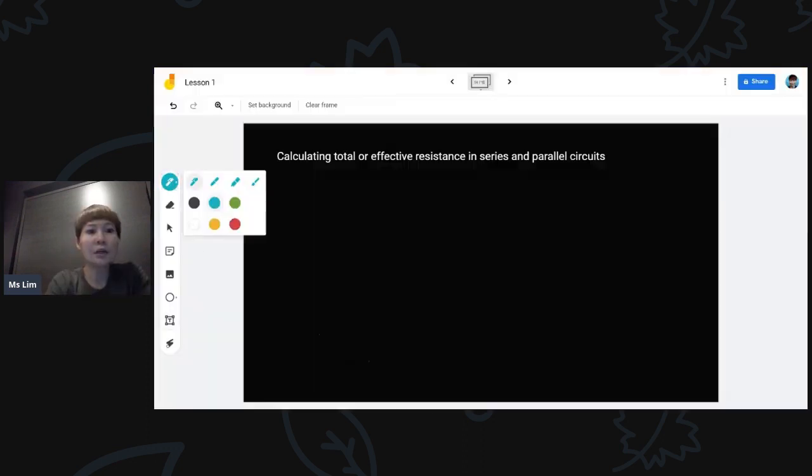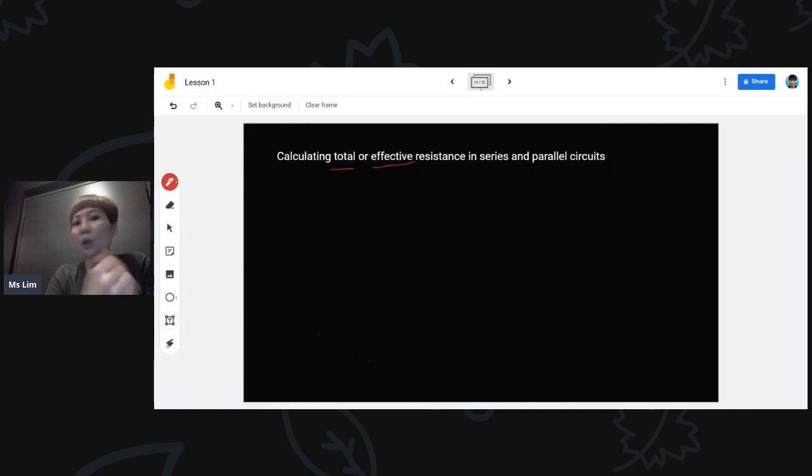Okay, now let's take a look at how to calculate resistance in a series and parallel circuit. Now, the word total means that you consider one or more resistors. Okay, so what do we do if there are more than one resistor? How do we calculate the total resistance of that particular circuit? Now remember, resistance refers to the ratio. So we want to find the effective ratio between V and I.